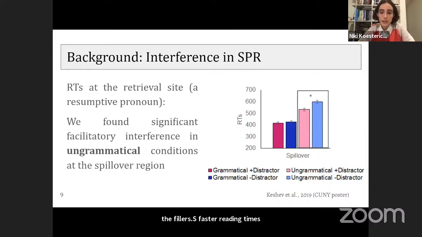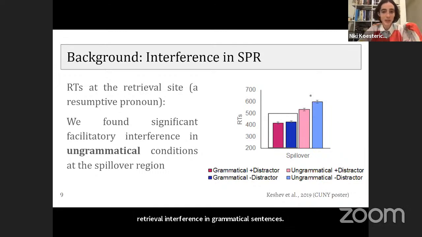But interestingly, we didn't find retrieval interference in the grammatical sentences, which raised the question of what comprehenders actually understand when parsing the grammatical match sentences, where the resumptive has two matching antecedents. So at this point, Mayan will talk to you about our new experiments.